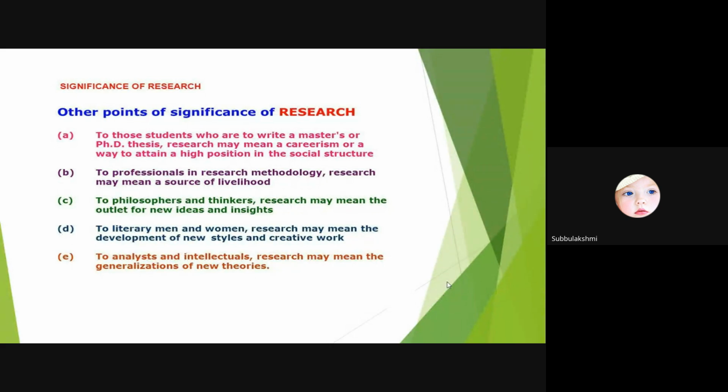Next, to professionals in general, this research methodology or the research may be a source of livelihood for them. For the philosophers and thinkers, research means the outlet for new ideas, new insights. And to literary men and women, research means the development of new style and creative work. And to analysts and intellectuals, research may mean generalization of new theories. So with various sects of people in the society, how is the term being viewed?